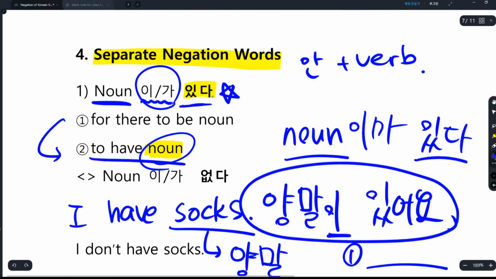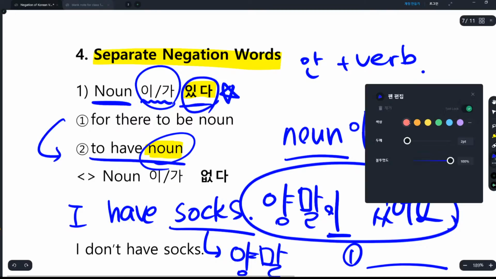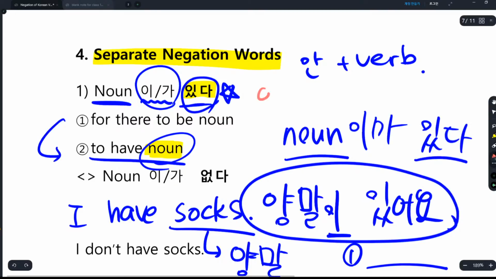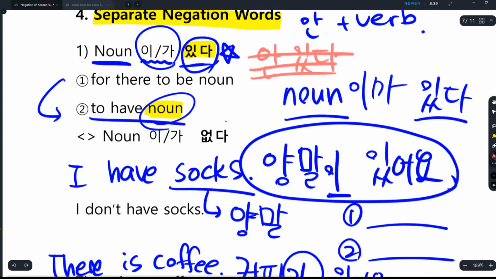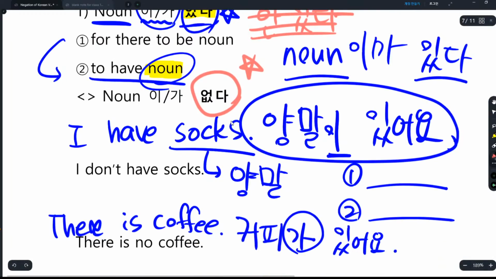And when you want to negate 있다, and say there isn't or I don't have, we don't say 안 있다. 안 있다 is a kind of verb that does not exist. We don't say it like this. Instead, 있다's negative form is 없다. Always. It's not 안 있다, it would be 없다, guys. So 없다 would mean to not be there or to not have.